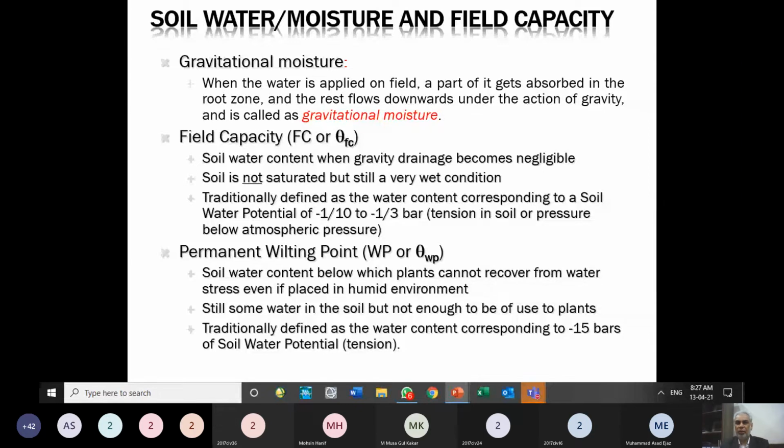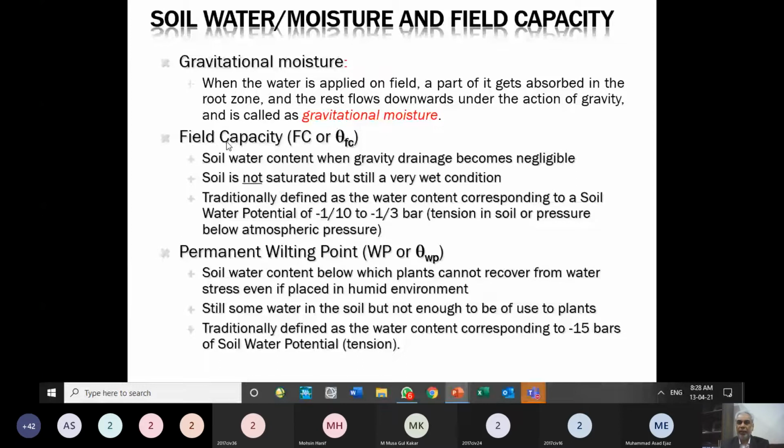This is important with respect to irrigation. We should apply that much water to the soil which brings the moisture content to the field capacity, not beyond that, because any moisture above the field capacity will be wasted as gravitational water. So for agriculture, gravitational moisture is a kind of wastage, because it remains within the soil for a couple of days and the crop cannot get that water on a long-term basis.